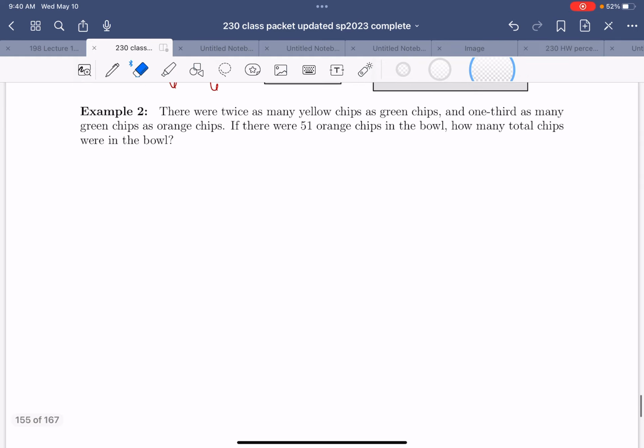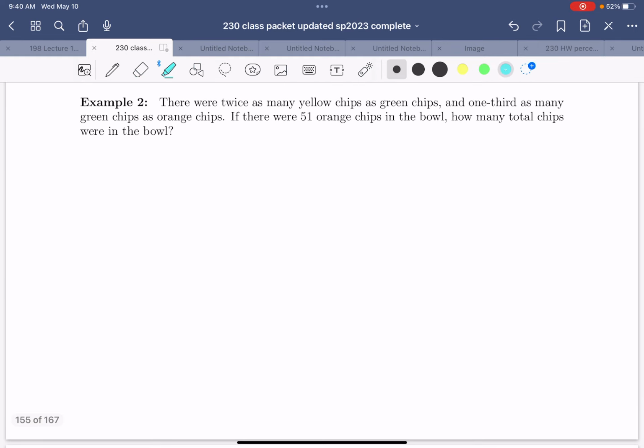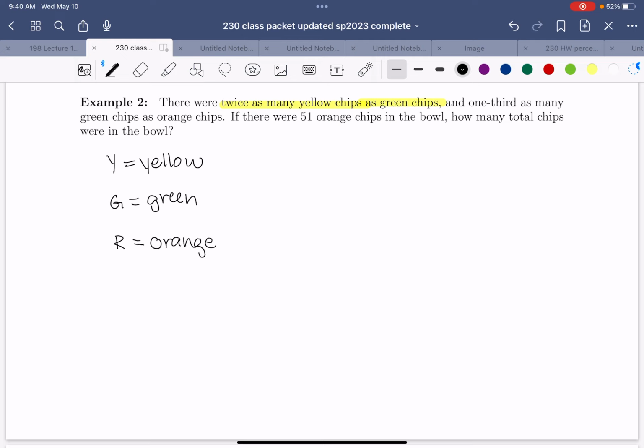Let's go through example 2. Very similar here. We start out with, there were twice as many yellow chips as green chips. Now for our variables, I'm going to use Y for yellow, G for green, and then I also have orange, so O for orange. Actually, I think I'm going to use R for orange, just because sometimes O looks like a 0. So let's start with the yellow one. Twice as many yellow chips as green chips, so twice would be 2 to 1, yellow to green. My equal sign goes after the Y, so this is going to be Y equals 2G. That's my first equation.